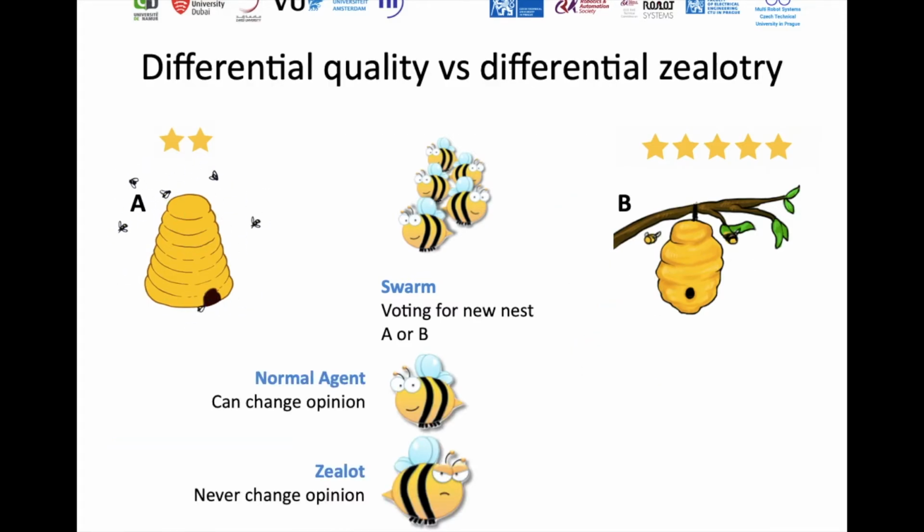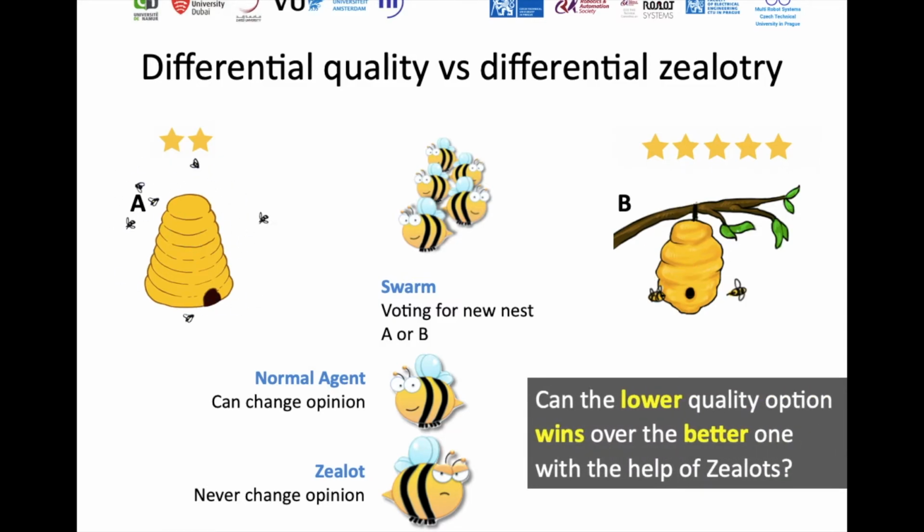As the focus of this research is to study differential quality versus differential zealotry, we use two kinds of agents, normal and zealots. Normal agents are able to change their opinion by adopting the opinion of a random agent in local proximity, as we saw in the previous slide. Zealots, instead, never change their opinion and keep the one they have at the very beginning, either A or B. Hence, they can influence other normal agents, but never get influenced. So we want to know: can the option with lower quality, in this case A, win against the better option, which is B, with the help of zealots?